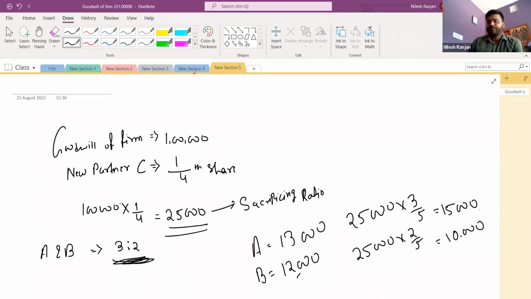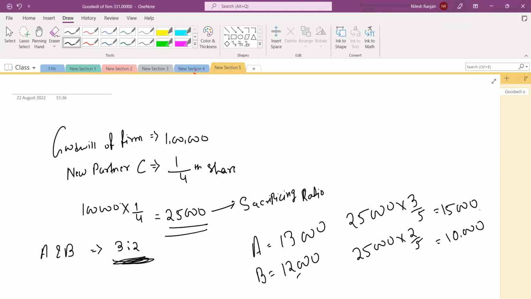Do you remember the different cases I taught you in the previous class for profit sharing ratio? Can you tell me which case this is: case 1, case 2, case 3, or case 4? This is case 2, I guess. It's not case 1? No, sir. Why?